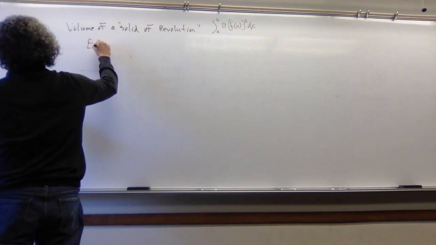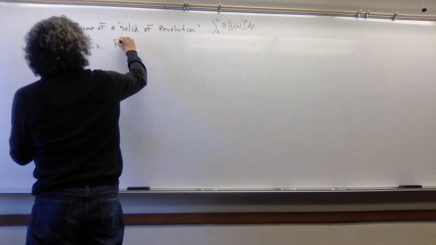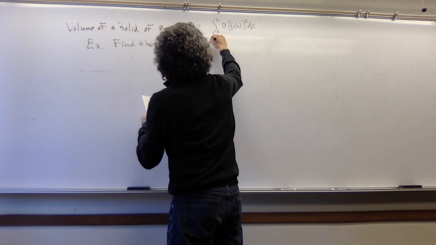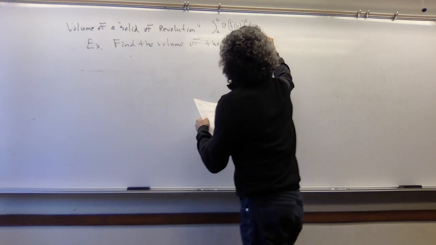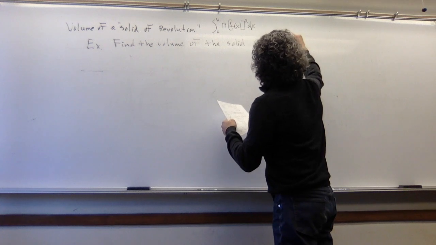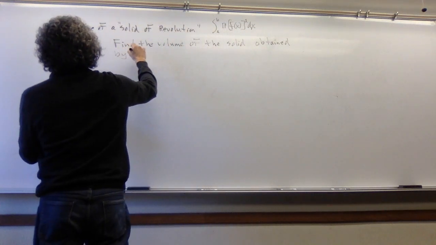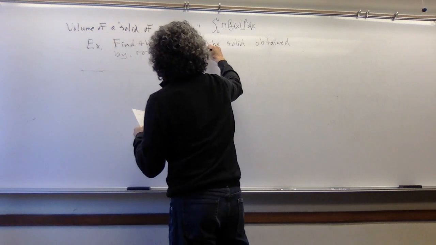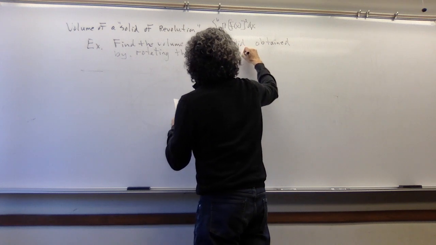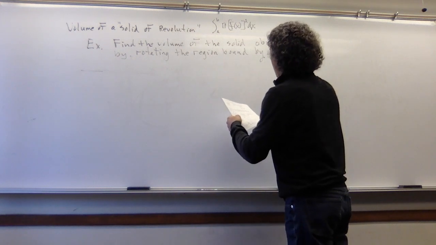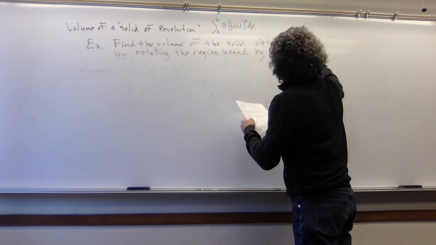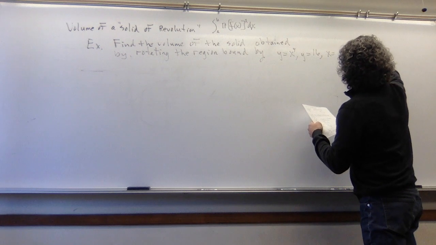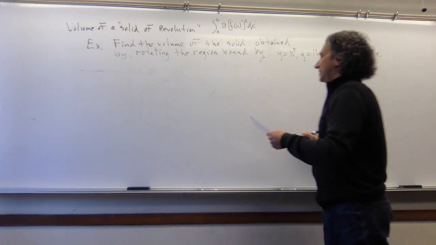So example, find the volume of a solid obtained by rotating the region bound by y equals x to the fourth, y equals 16, and x equals 0 about the y-axis.